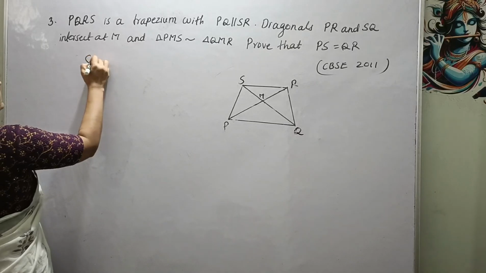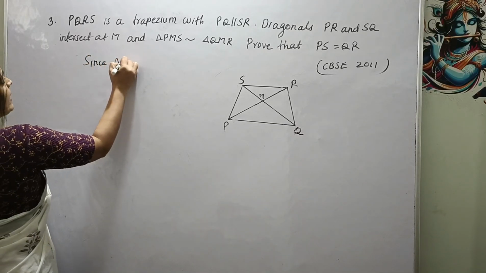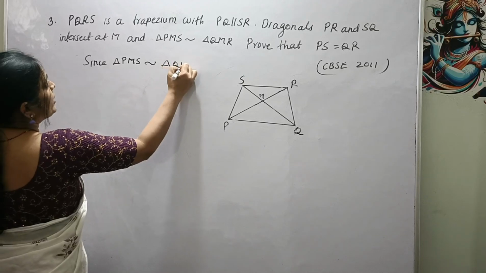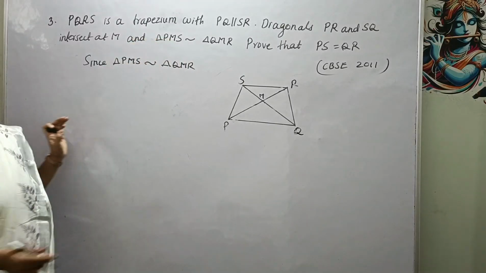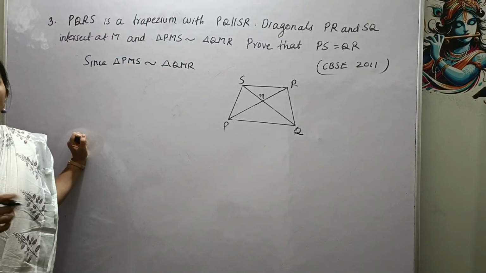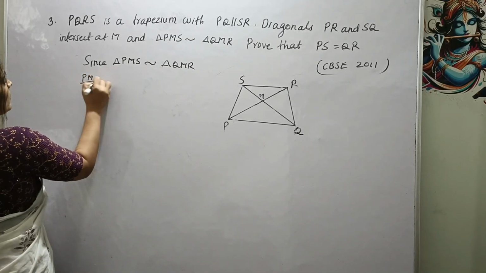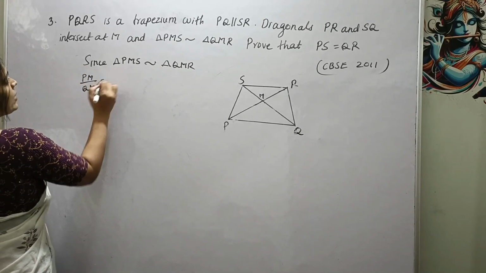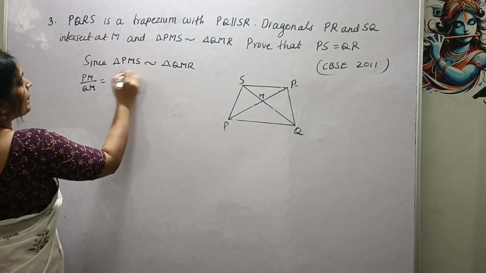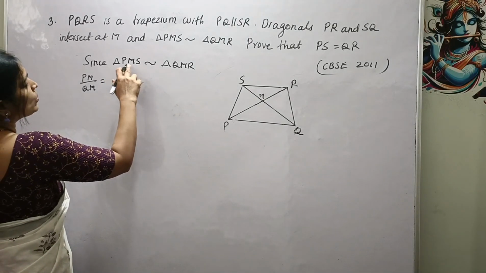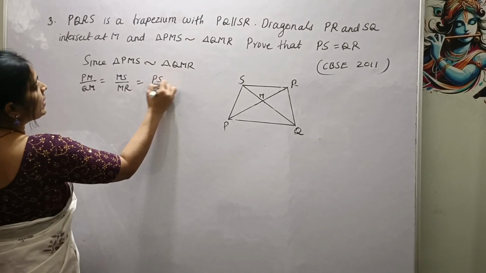Okay, since triangle PMS is similar to triangle QMR, their corresponding sides are in the same ratio. That is PM by QM is equal to MS by MR is equal to PS divided by QR.